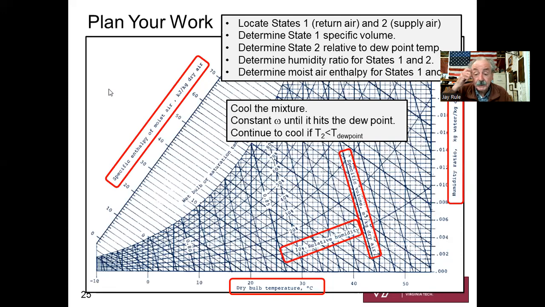Okay, so let's plan our work. First thing we've got to do is locate states 1 and 2 on the psychrometric chart. That'll be fairly easy. Determine state 1's specific volume, so that's what we're going to need to get the flow rate in kilograms per second of dry air. Then we're going to determine state 2 relative to the dew point. So we're going to be able to visually look at the dew point. Then we're going to determine the humidity ratios for states 1 and 2. We will discover that they are different humidity ratios. And then we're going to look at the moist air enthalpy for states 1 and 2.